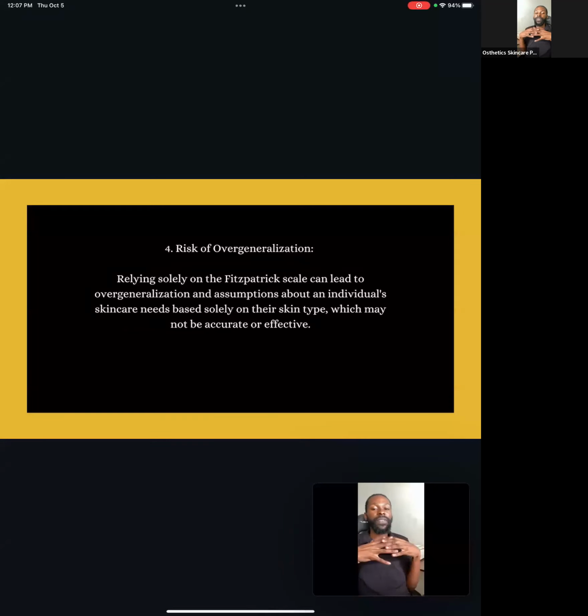Relying solely on the Fitzpatrick scale can lead to overgeneralization and assumptions about an individual's skincare needs based solely on their skin type, which may not be accurate or effective. This is something that we come across quite a bit. In fact, even in the money-making esthetician group, I've seen a lot of responses that were just a bit too general for the cases that I've seen.